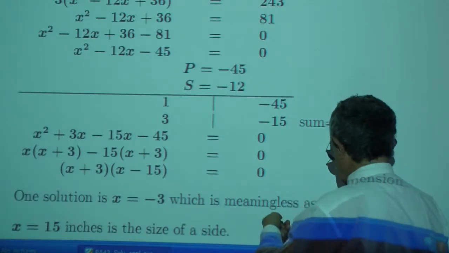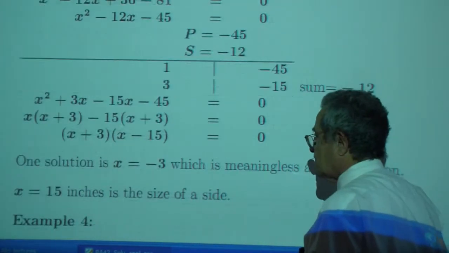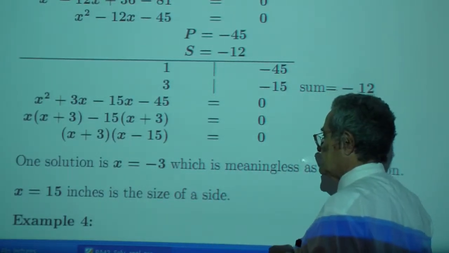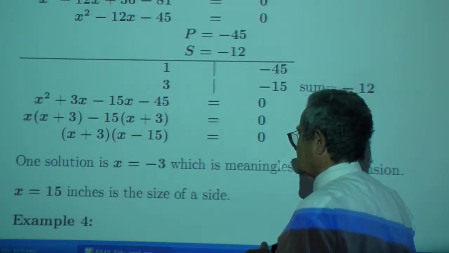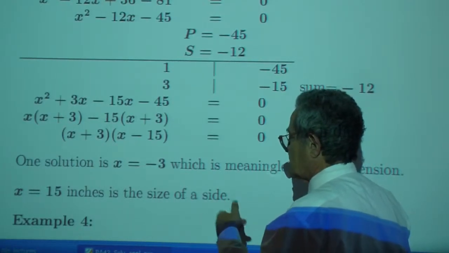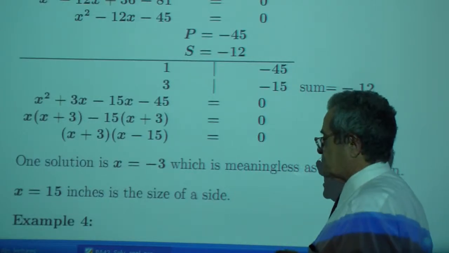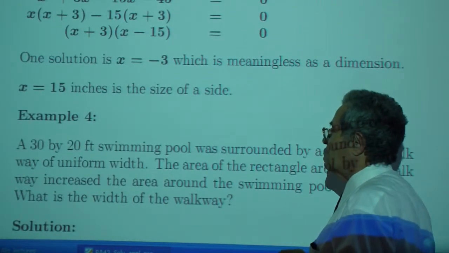X, which is negative 3, is meaningless again, as dimensions are not negative. X, which is 15, is the size of a side of the square cardboard that you need to use. Example 4.